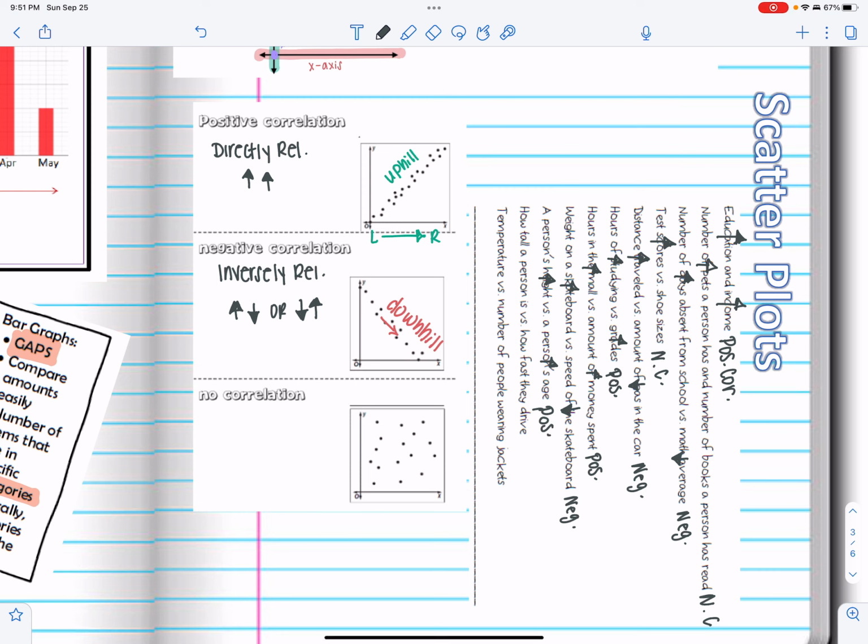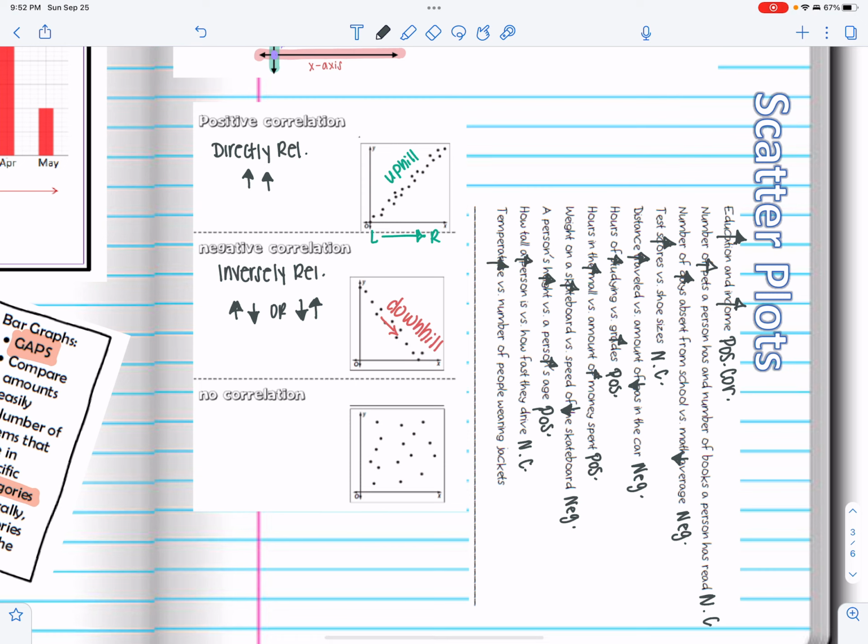How tall a person is and how fast they drive. Well, can I say that as you increase your height, you increase or decrease your driving? No, not necessarily. Oh, excuse me, not negative. No correlation. And then the temperature versus number of jackets people are wearing.